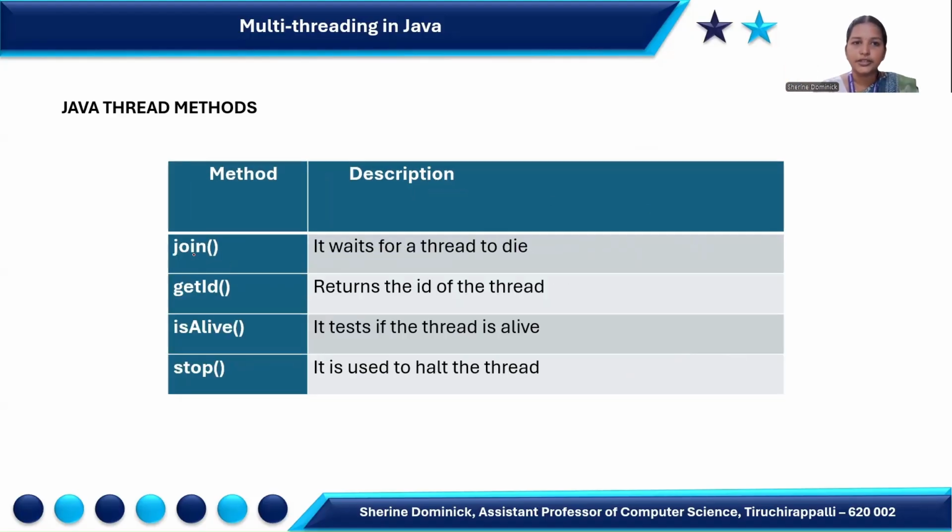Next is the join method. It waits for the thread to die. That means the thread will move into either the blocked state or the wait state. Next, getId returns the ID of a particular thread. The isAlive method tests if a thread is active or not. Then we have the stop method. It is used to halt a thread.